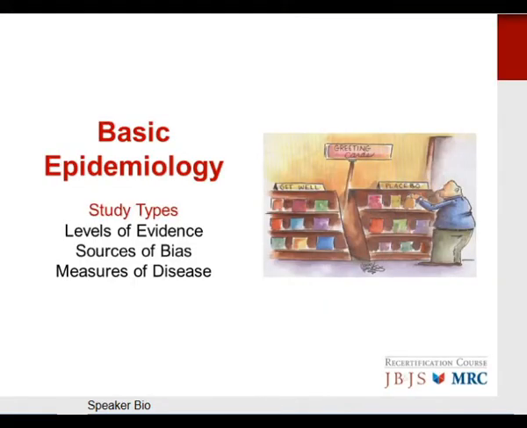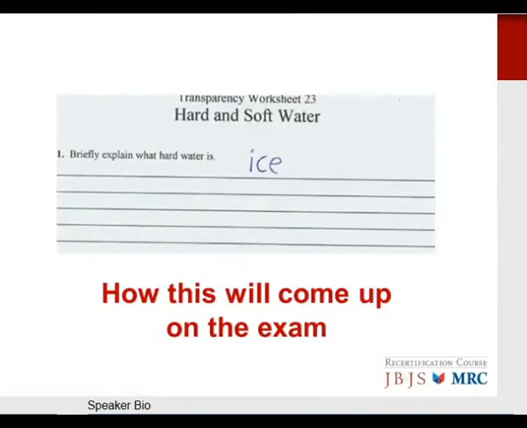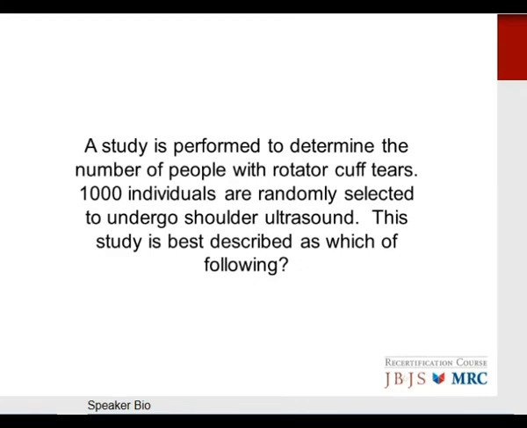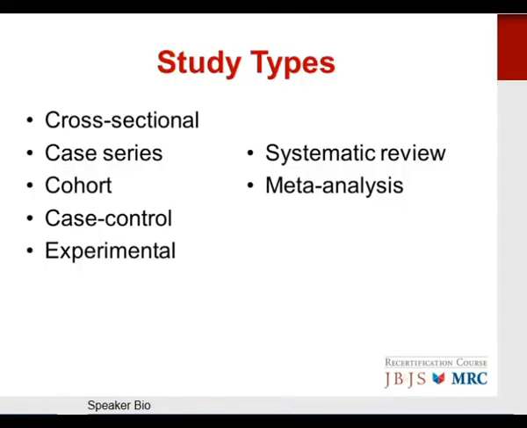So let's start with basic epidemiology and study types. How this will come up on the exam. A study is performed to determine the number of people with rotator cuff tears. 1,000 individuals are randomly selected to undergo shoulder ultrasound. This study is best described as which of the following? So this is a classic question that essentially asks you to figure out the study type. You can leave that lead-in sentence as is and change the body of it to describe any of the following study types.